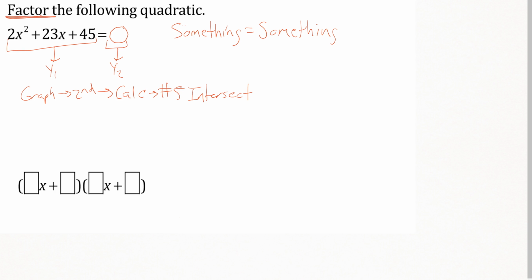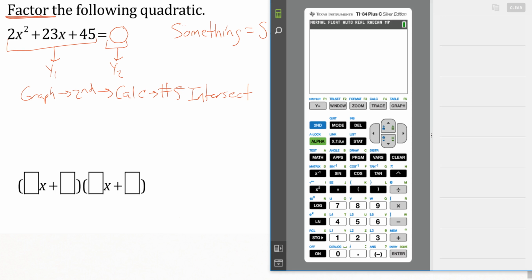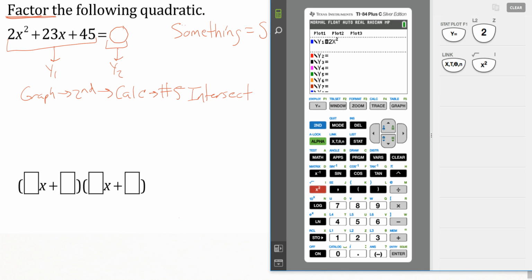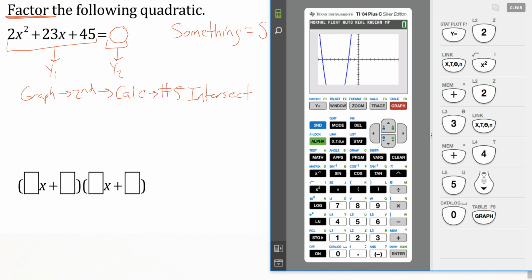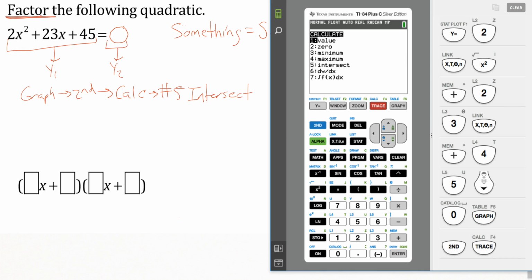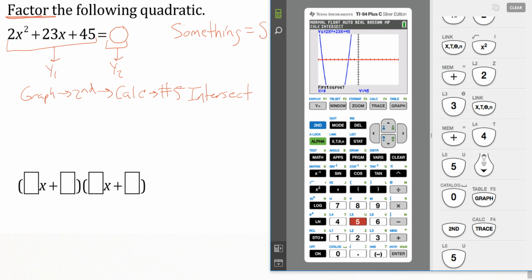So let's pull up our calculator and go into our y equals area, and we'll enter our first something, 2x squared plus 23x plus 45. Then we'll go down, and in y2 we're going to enter 0. From there we'll graph. We can see that the two intersects are where the red line and the blue line run into each other. The first thing we'll do is go second, then calc, which is above the trace button on the top row there. So calc, and then we want number 5, which is the intersect.